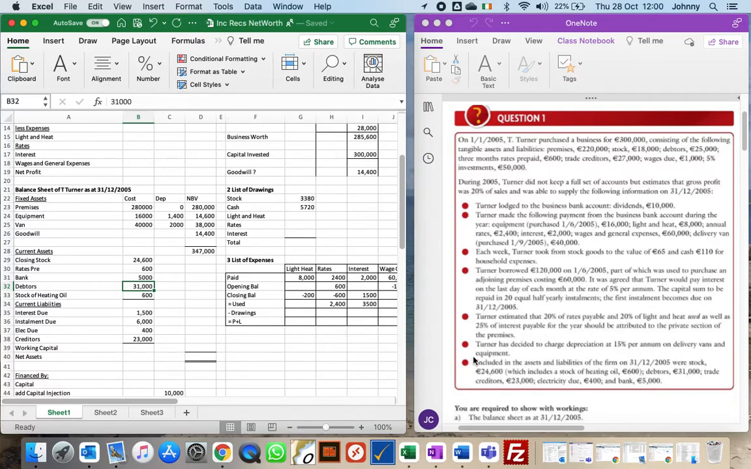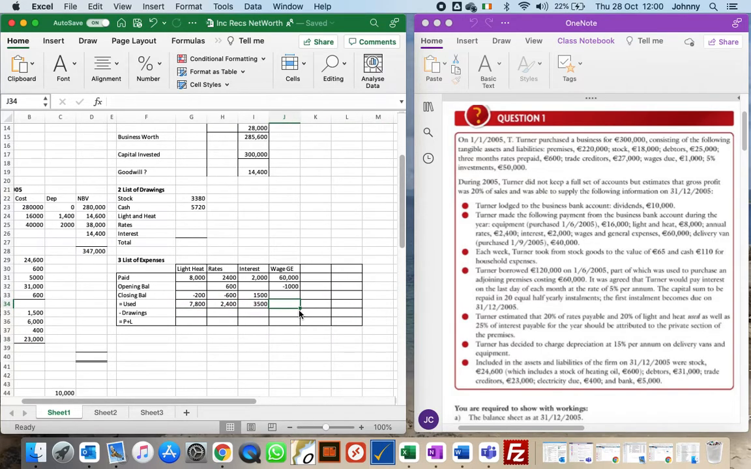Now the last thing I need to do is deal with my drawings. So I'll go back up to where it says drawings. The amount used for light and heat, for example, is going to be £8,000 minus 200 closing balance. So remember there was electricity due and heating oil due, and then our wage and general expenses. That's the amount that we've used. Okay, 20% of rates payable. The amount used is the amount payable, the amount that should have been paid. So 20% of that is going to be a drawing.